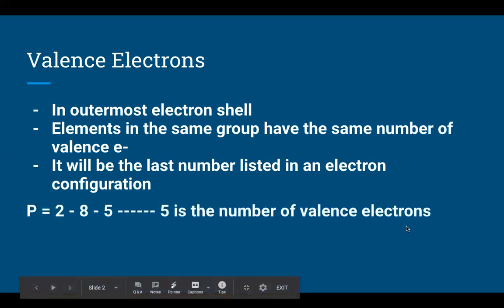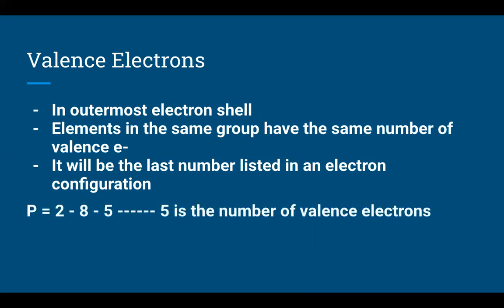For example, phosphorus is 2, 8, 5. That is its electron configuration if we were to write that out. So 5 is the number of valence electrons in phosphorus.